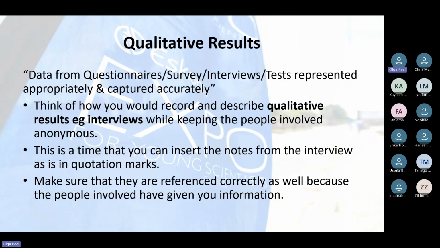Okay, I'm talking about qualitative results as opposed to quantitative. So the first two lines are actually from the judging sheet, the assessment sheet. So how would you record and describe the qualitative results, for example, the interviews you did, while keeping the names of the people out, while keeping it anonymous?